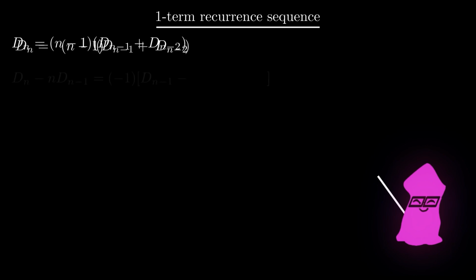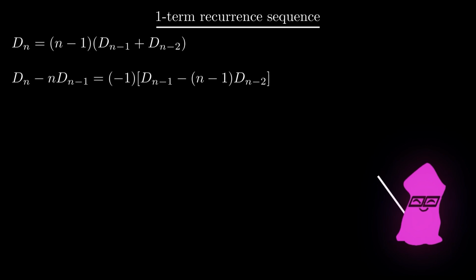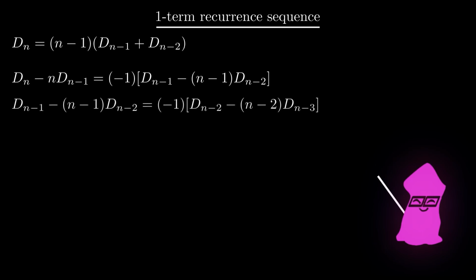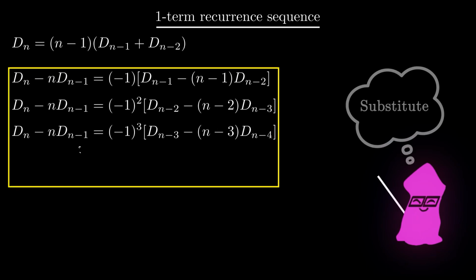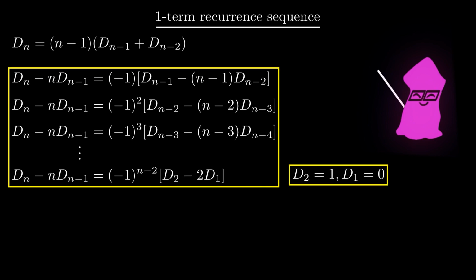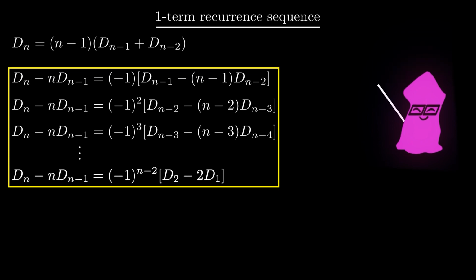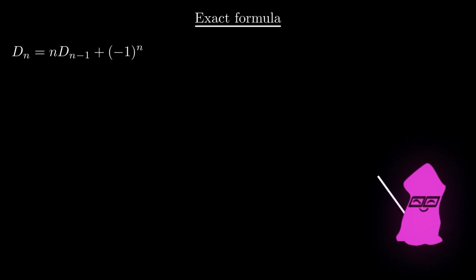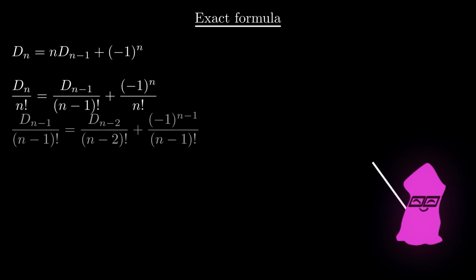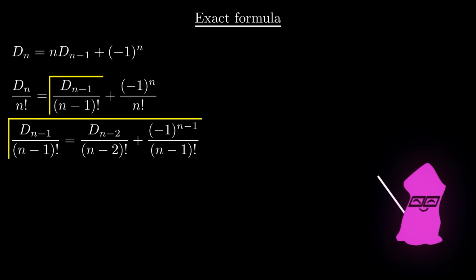Let's subtract n times dn-1 on both sides. After simplifying, we see that if we replace n with n-1, this is the same as what we have up there. We can substitute all the way until we get d2, which equals 1, and d1, which equals 0, and then get an even nicer 1-term recurrence relation. Let's divide both sides by n factorial. Once again, if we replace n with n-1, this is the same as what we have up there.